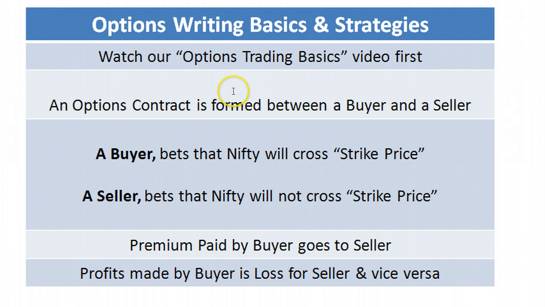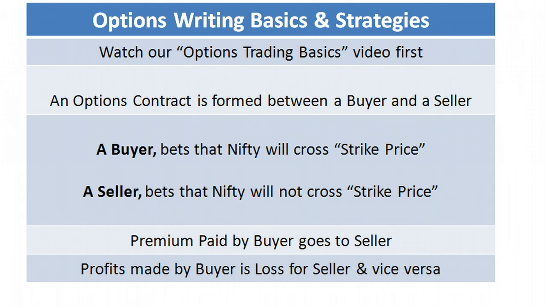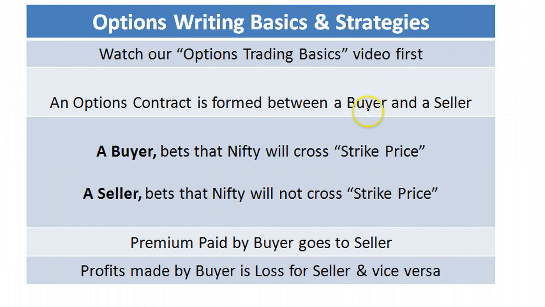An options contract, as you know, is formed between a buyer and a seller, meaning a buyer is going to bet that the market is going to cross a particular level. A seller is going to say otherwise, meaning he'll say that it is not going to cross it. I'm going to take the example of Nifty across this video. So a buyer will bet that the Nifty index will cross the strike price.